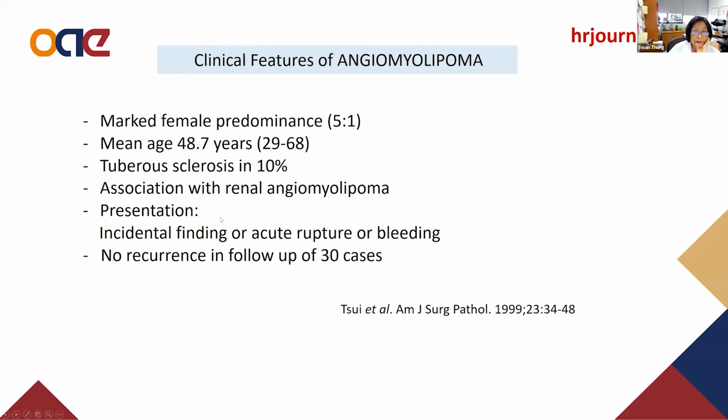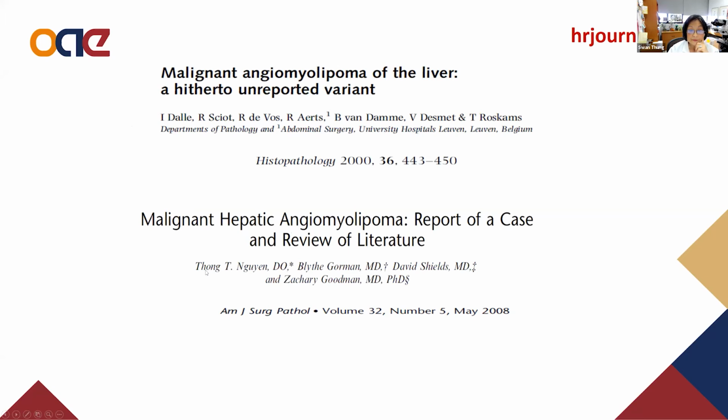So angiomyolipoma has a female predominance with the mean age around 50. In 10% of the patients have tuberous sclerosis. There is association also with the renal angiomyolipoma, and presentation is usually incidental or acute rupture or bleeding. We collected as a group many cases, but in these cases, about 30 cases, there was no recurrence in the follow-up.